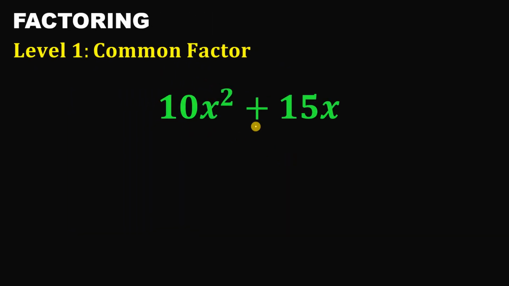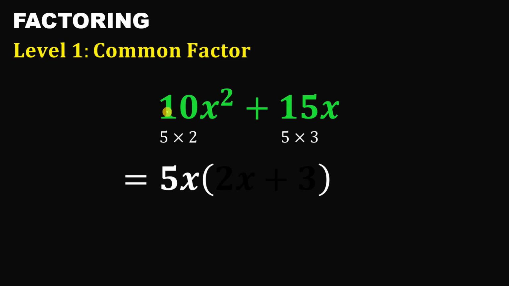The question: 10x squared plus 15x. Pause this video right now because I will show you the solution in 3, 2, 1. Okay, here's the solution. First, notice the 10 is 5 times 2 and 15 is 5 times 3. So the common factor of 10x squared plus 15x is simply 5x.